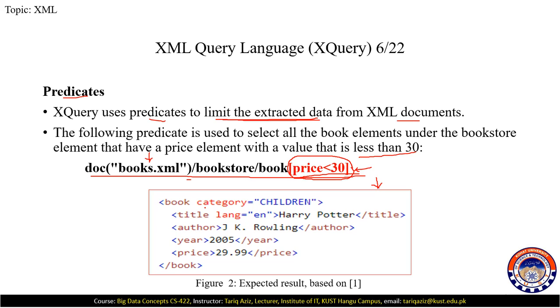The book category is children. The title of the book is Harry Potter. The author is J.K. Rowling. The year is 2005, when it was published. But what's the price? Look at this price. The price is less than 30. So if we want to limit the extracted data, we will use predicates.